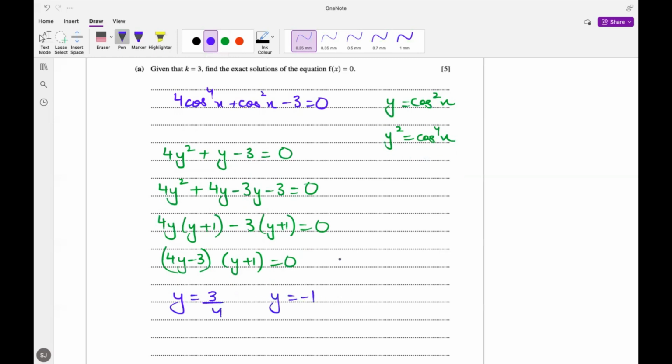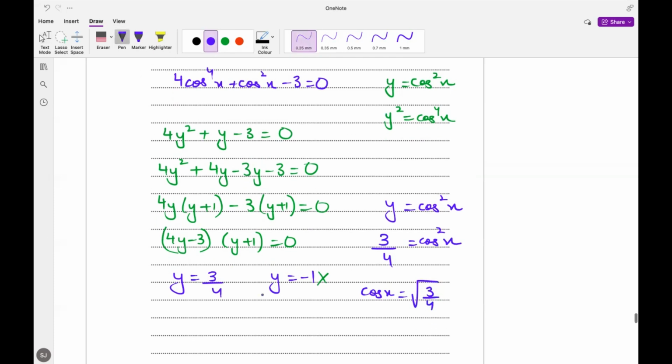Now as y was equal to cos^2 x, to find the value of cos x, we'll have to take the square root of the value of y. As the square root of minus 1 is not possible, a square root of a negative number is not possible, so we'll not be using minus 1. Now taking y equals 3 upon 4, which is equal to cos^2 x, we'll write it as cos of x will be equal to square root of 3 upon 4.